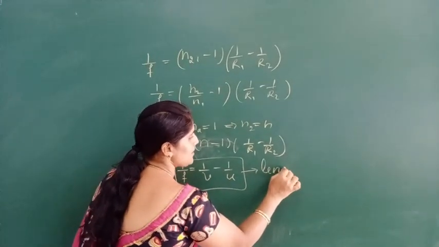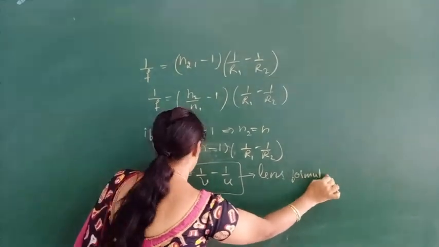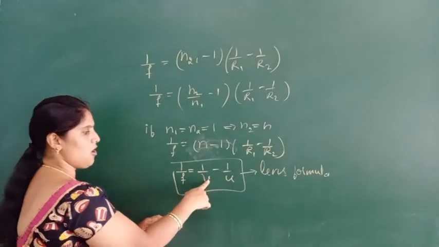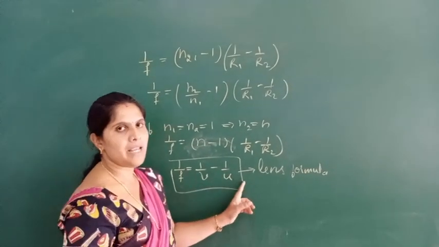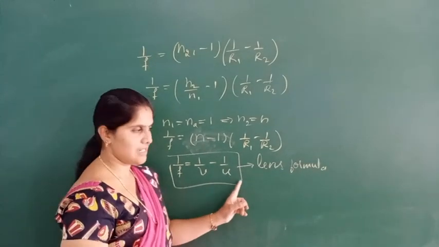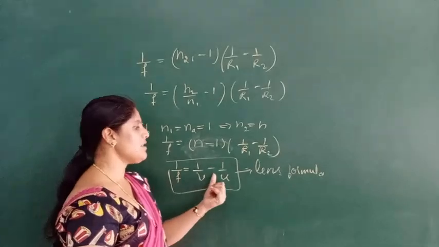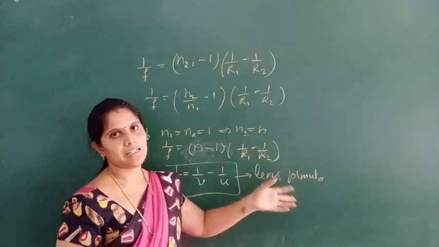Here f is the focal length, v is the image distance, and u is the object distance. So this is the relation which connects focal length, image distance and also object distance.